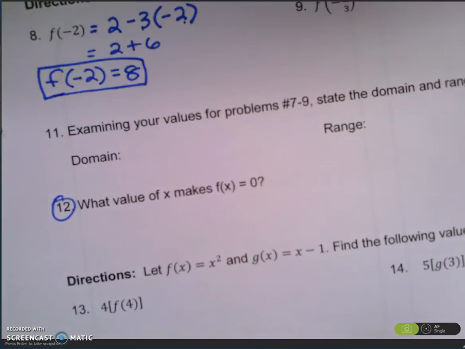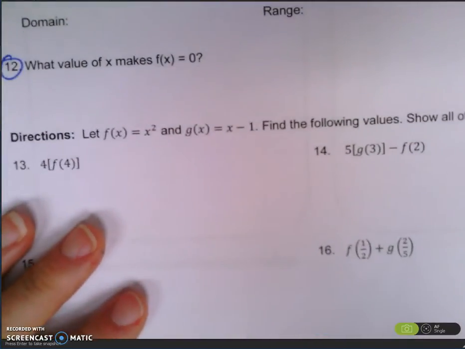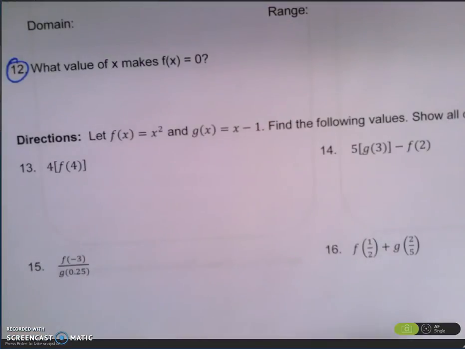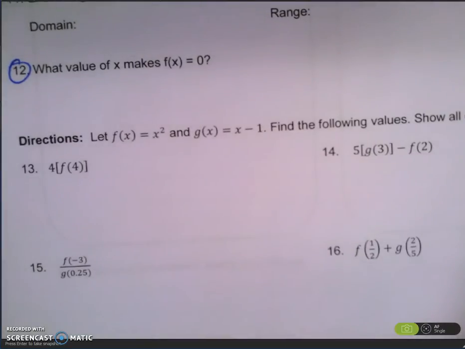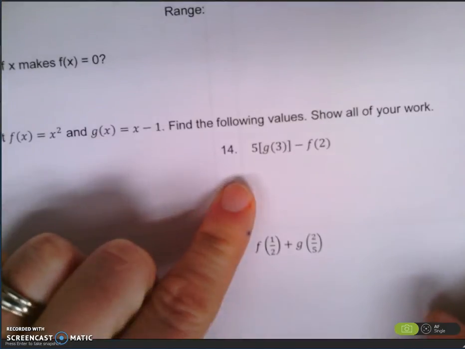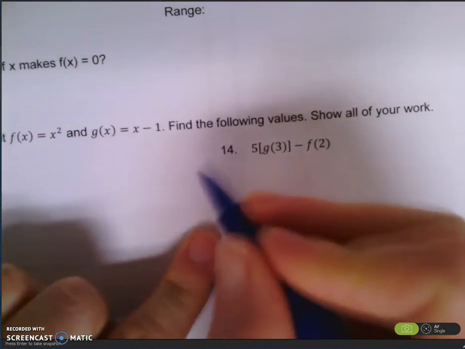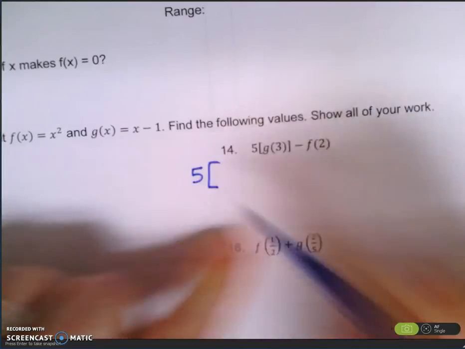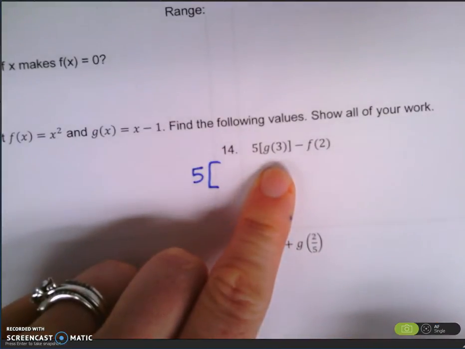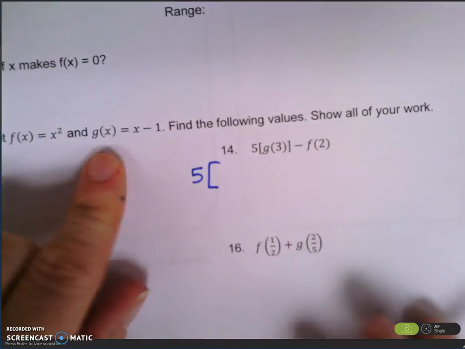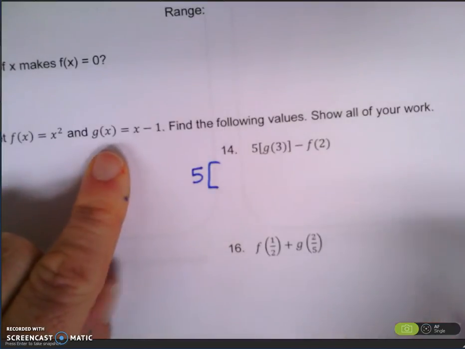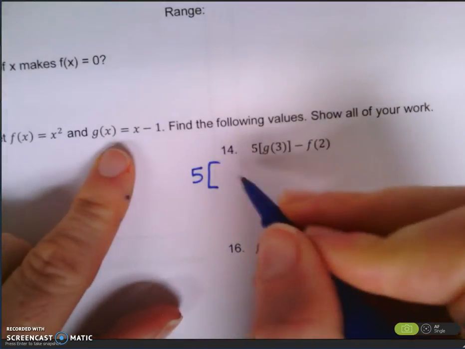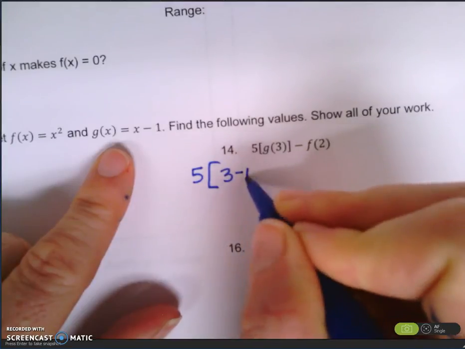The next set of directions say, let f of x equal x squared and g of x equals x minus 1. Find the following values and show all of your work. So let's take a look. Let's do number 14 first. So 14 says 5 times the quantity of g when evaluated at 3. Remember, g of x is x minus 1. So g of 3 is going to be 3 minus 1.